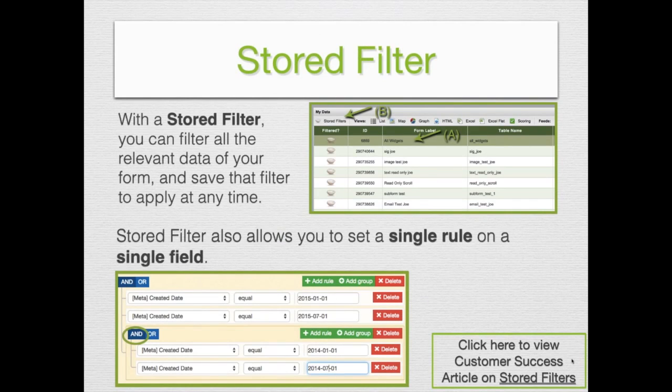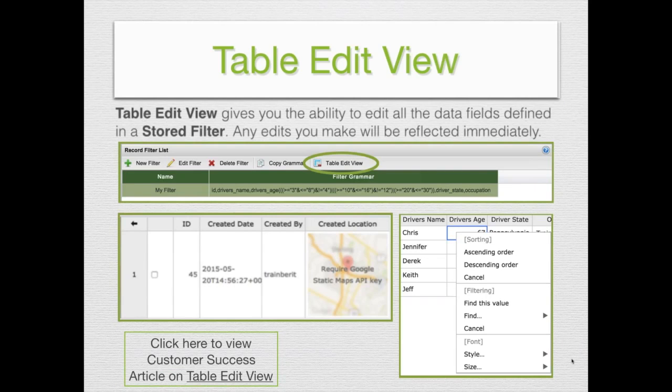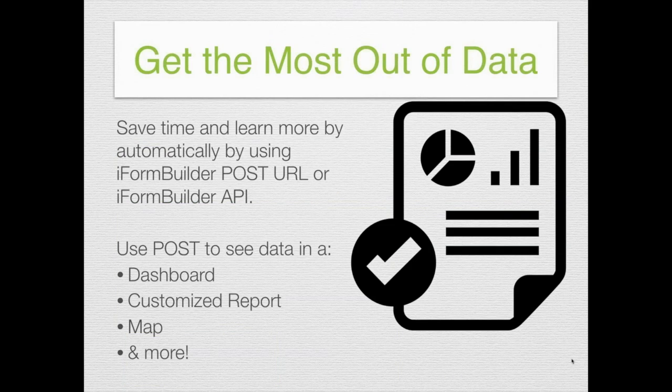Here's that stored filter that I mentioned to you, which is a newer functionality that we have, which allows you to create a filter kind of the same way that you're able to in Excel. You're able to create a rule and then only display the data that goes along with that rule that you've created. Once you've created a stored filter, you can then go into the table edit view and edit all those records in one go instead of having to select each individual record and make the changes there. Nearing the end here, just how to get the most out of your data.